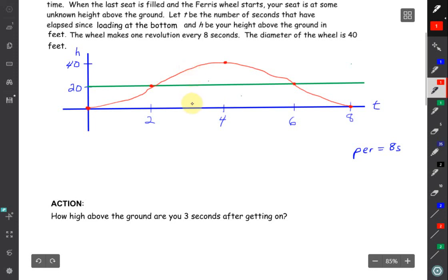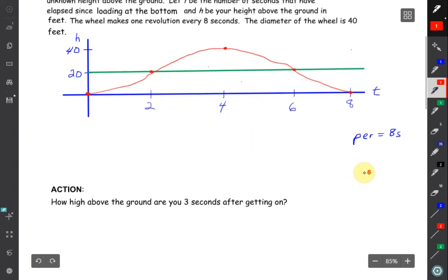Keep in mind that this graph is just a sketch, and even if we tried to draw an accurate graph without a computer, there's still going to be a fair bit of estimation that would come into play. So this is where we want to write an equation. So now our next step is to write an equation for this.